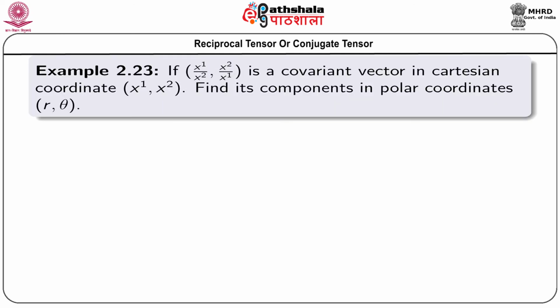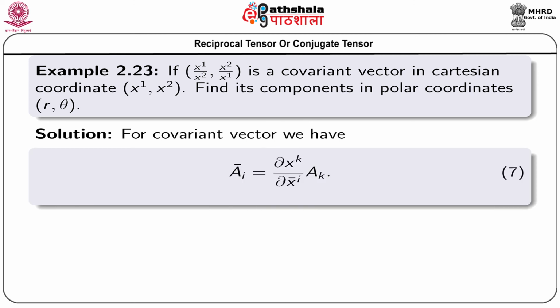Now, we see an example where the covariant vector in Cartesian coordinate system is given. Suppose x2/x1, x1/x2 is a covariant vector in Cartesian coordinate system, and we are trying to find its components in polar coordinate system, that is in r, theta. How are we finding it? Just see. For a covariant vector, we have the transformation rule a bar i equals del x^k by del x bar i times a_k.